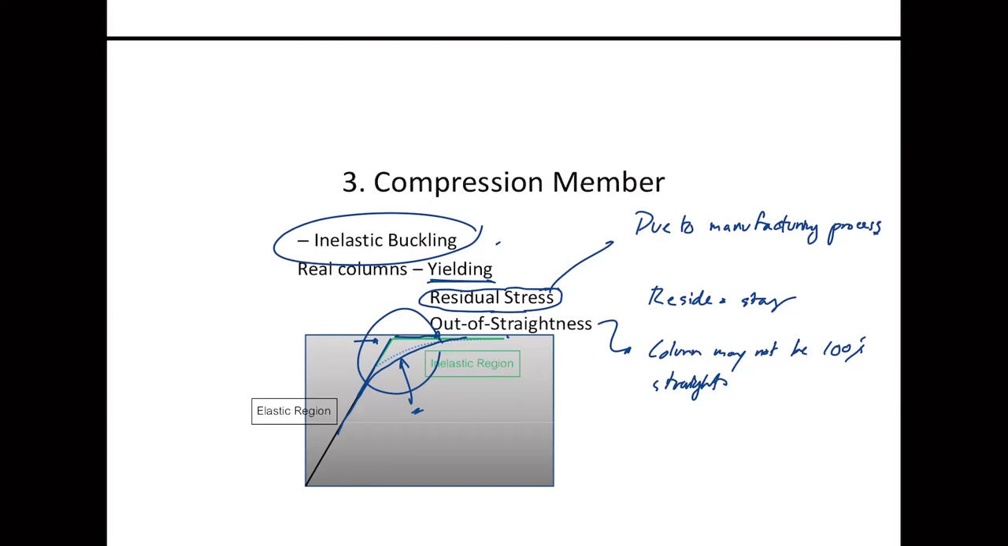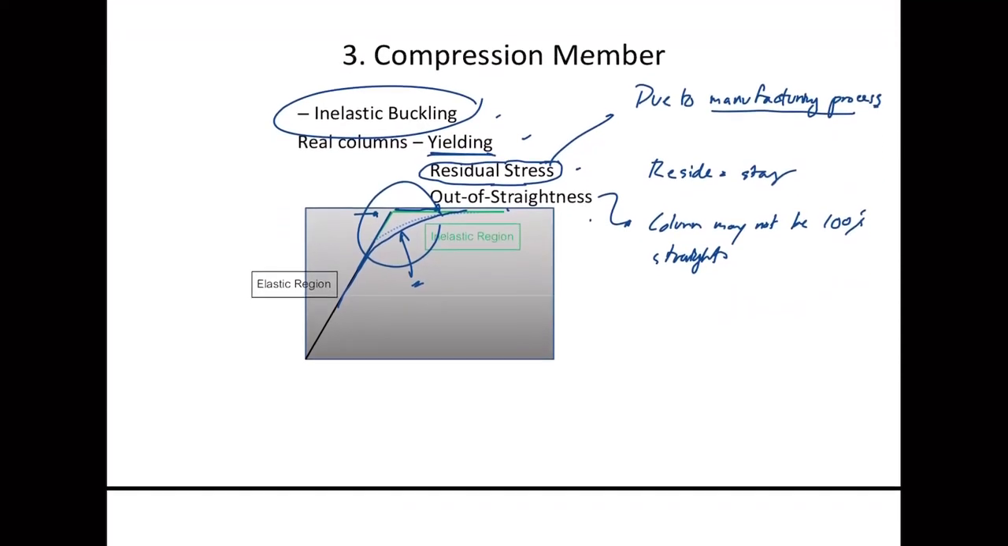When the steel member undertakes compression and goes into the inelastic behavior, you must be aware that the residual stress, the stress that comes with the manufacturing process, may affect the load carrying capacity of your member. You also have to take into account that your member may not be really straight. Is there any question on this?